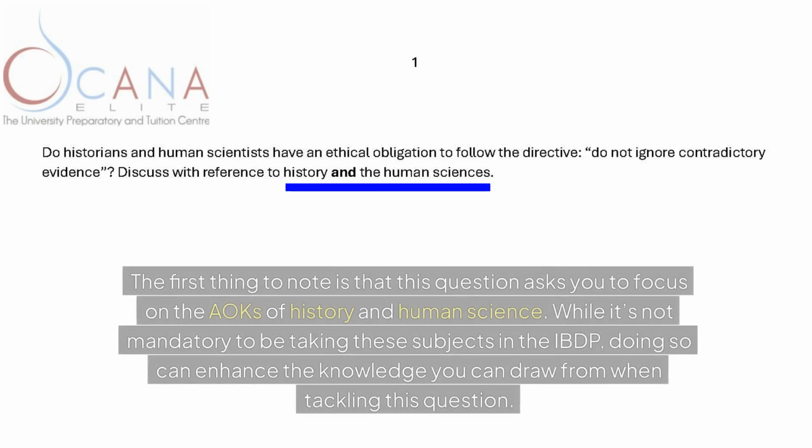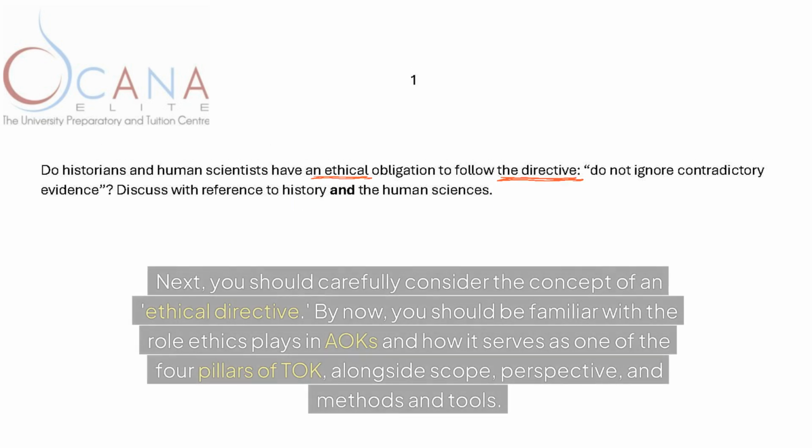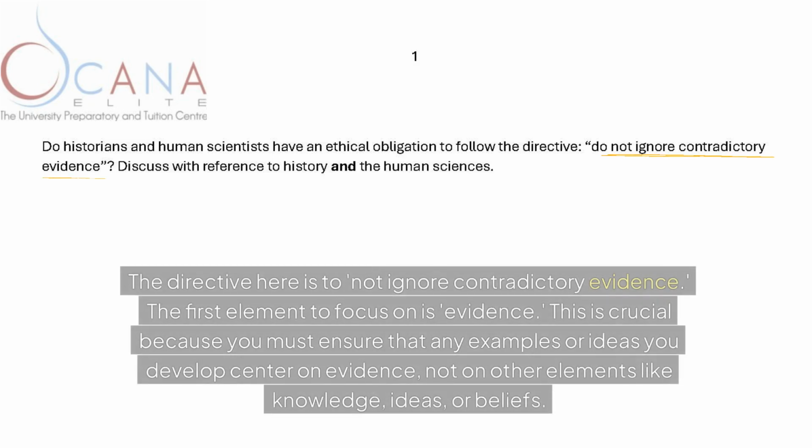The first thing to note is that this question asks you to focus on the AOKs of history and human science. While it's not mandatory to be taking these subjects in the IBDP, doing so can enhance the knowledge you can draw from when tackling this question. Next, you should carefully consider the concept of an ethical directive. By now, you should be familiar with the role ethics plays in AOKs and how it serves as one of the 4 pillars of TOK, alongside scope, perspective, and methods and tools. The directive here is to, quote, not ignore contradictory evidence.